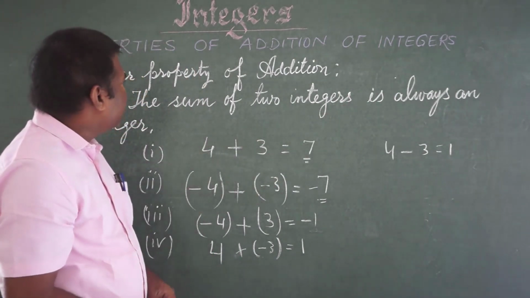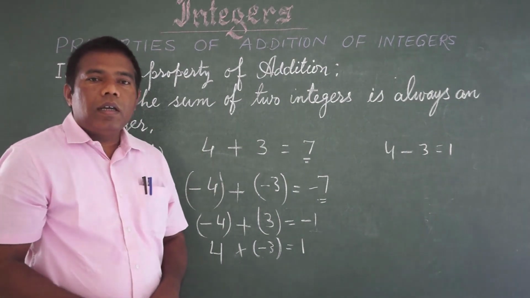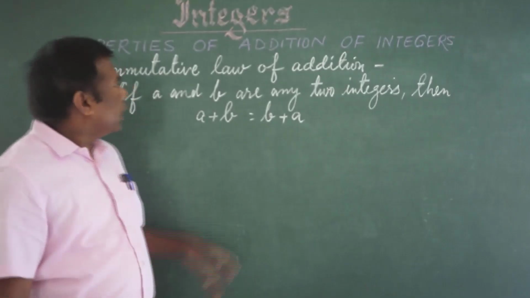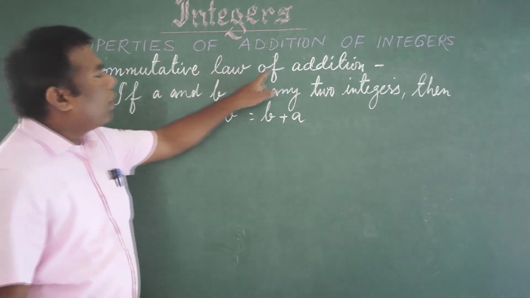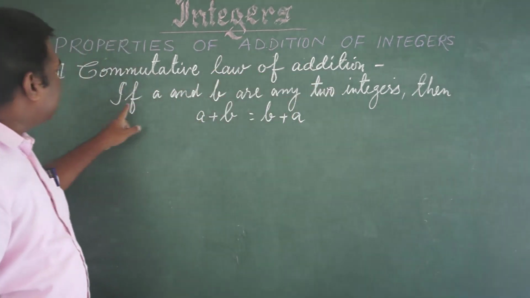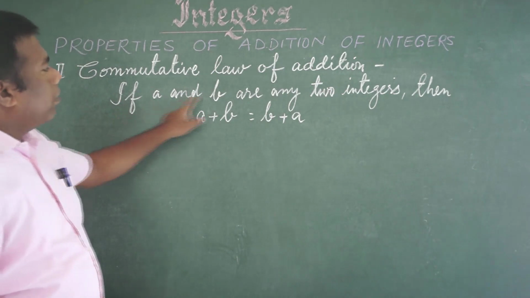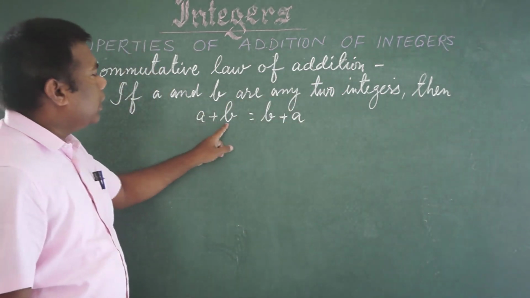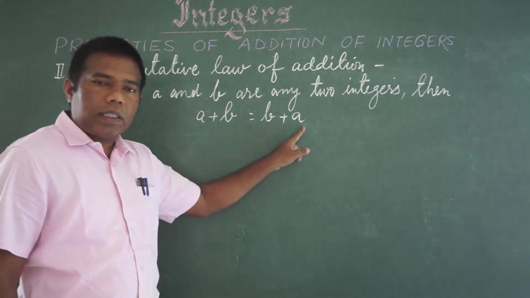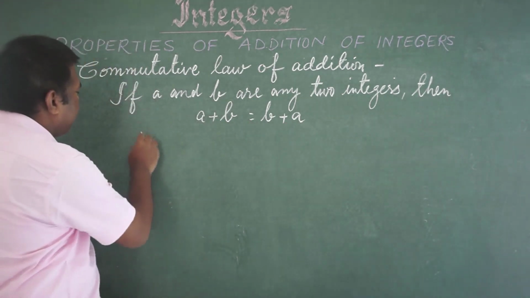So let's move to the second property. We'll see. Now you see. The next property we have is the commutative law of addition. And what does it say? If a and b are any two integers, then a plus b will be equal to b plus a. Now see by the example.